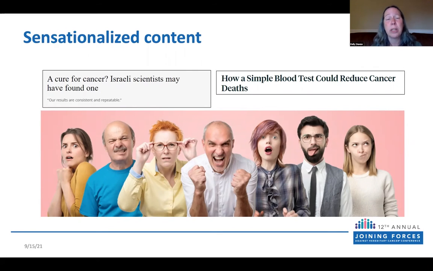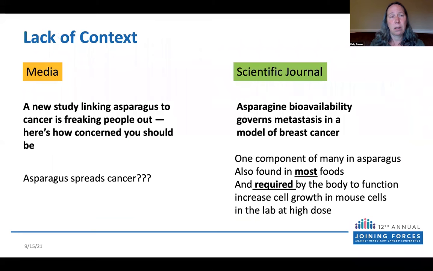Often headlines are written to elicit emotion, which you can see in the people in the picture below. They're meant to grab your attention and get you to read articles, but don't necessarily always reflect the content of those articles or whether that information is valid or not. There can often be a lack of context.